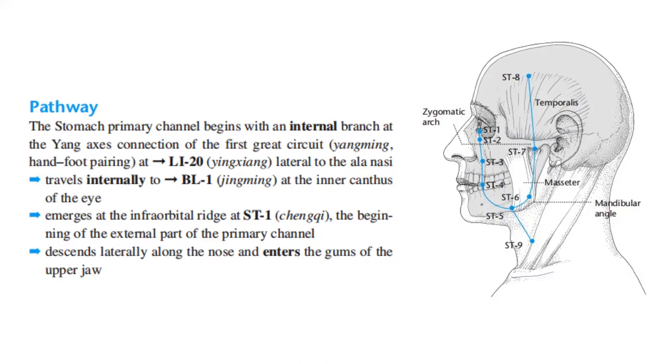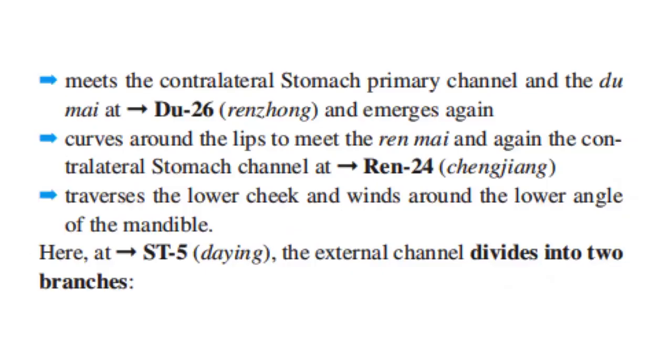Then it descends laterally along the nose and enters the gums of the upper jaw. It meets the contralateral stomach primary channel and the Du mai at DU26 and emerges again. It curves around the lips to meet the Ren mai and again the contralateral stomach channel at REN24. It traverses the lower cheek and winds around the lower angle of the mandible. Here at stomach 5, the external channel divides into 2 branches.